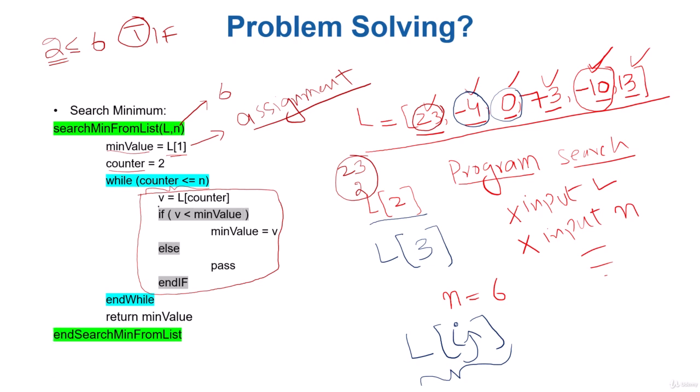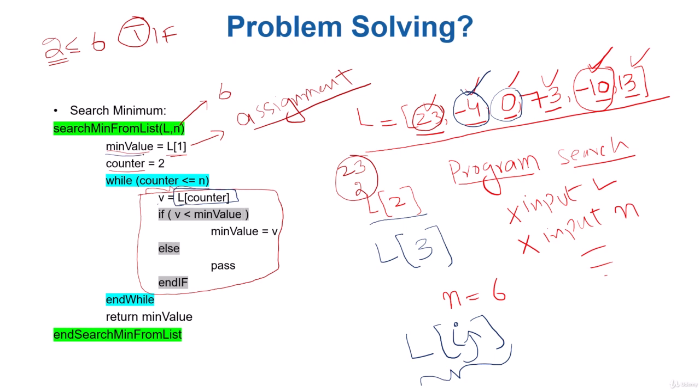Then what we will do, we will pick a value at the index counter. Right now the counter has value 2. L of counter means pick the value, because the counter has value 2, pick the second value, which is -4, and pick that value -4 from the list. Copy that value or assign that value to a variable v. That's a new variable v, maybe needed somewhere.